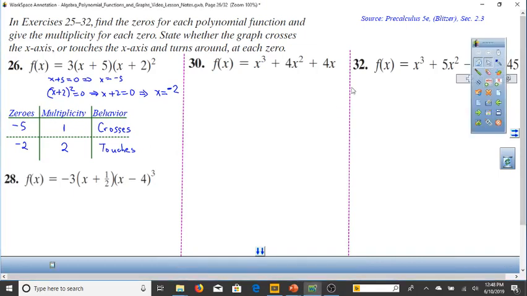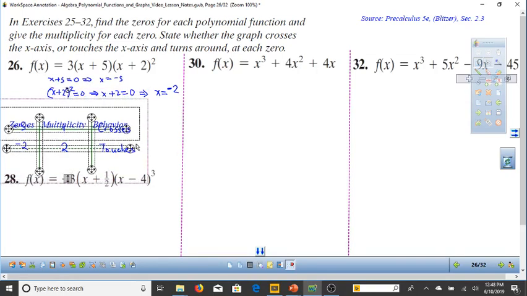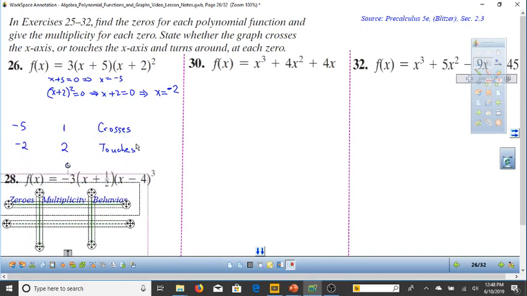Now I recommend that you try the other questions that I did, so that you can see the similar approach here. All right, let's try number 28.